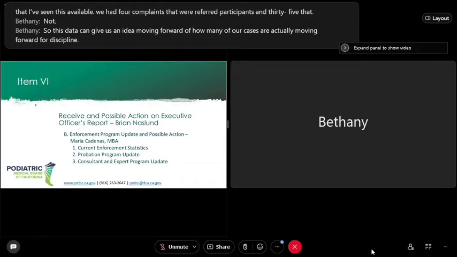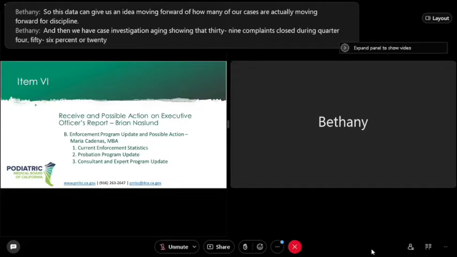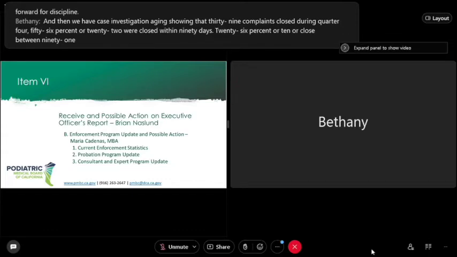And then we have case investigation aging showing that of 39 complaints closed during Q4, 56% or 22 were closed within 90 days, 26% or 10 were closed between 91 days and 1 year, and 18% or 7 took longer than 1 year to close.